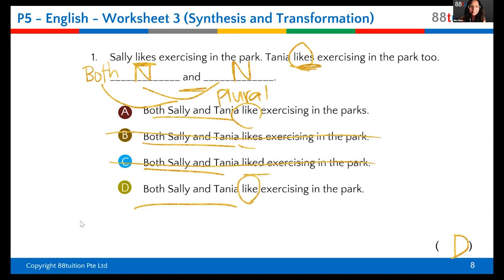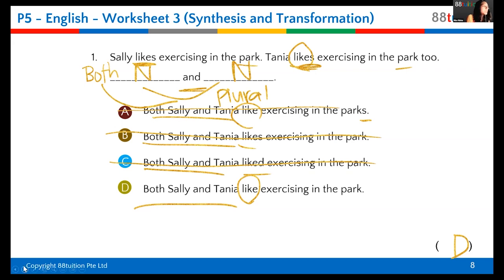Yes, Liana? A says parks, but B says park. Yes, there's only one park. We're only talking one park. So you cannot anyhow add S and cannot anyhow add a missing word. So A is also out. That's why you're left with D, okay? So very good. Well done. Give it a point if you have not given yourself points already.